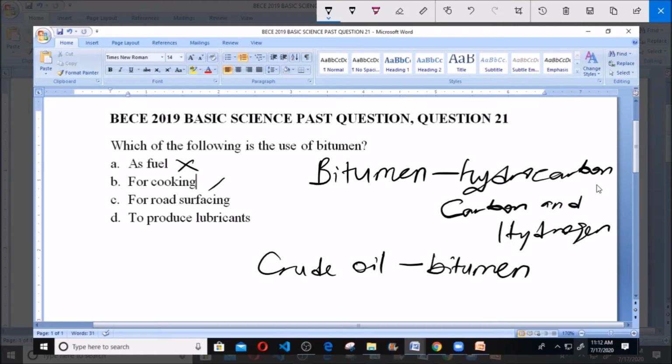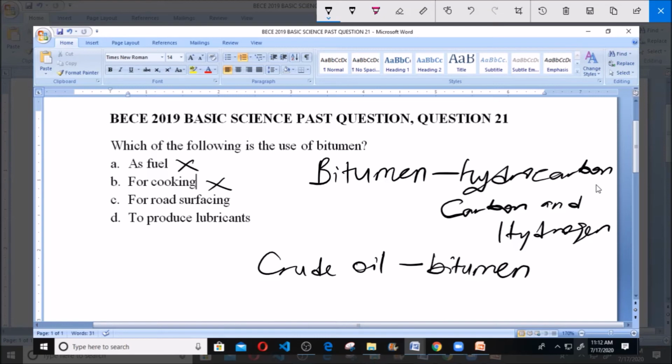C says bitumen is used for road surfacing. Yes, you notice your roads today. You see that your roads are dark and shining. It is bitumen that is used to surface these roads. It gives the road the shining surface and the luster that makes it pleasant for the use of our motor vehicles.